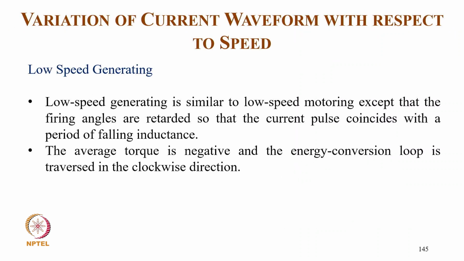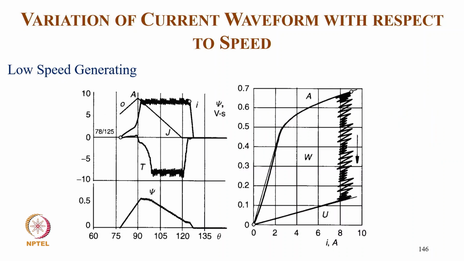So coming to low speed generating, the low speed generating is similar to the low speed motoring, except that the firing angles are retarded so that the current pulse coincides with the period of falling inductance, and the average torque is negative, and the energy conversion loop is traversed in the clockwise direction. And this you can say is low speed generating. You have torque when falling inductance and torque is negative, and the flux linkage you can see the pattern and the stroke angle.